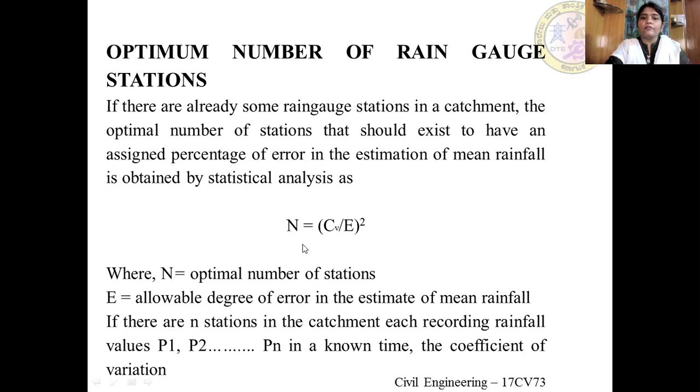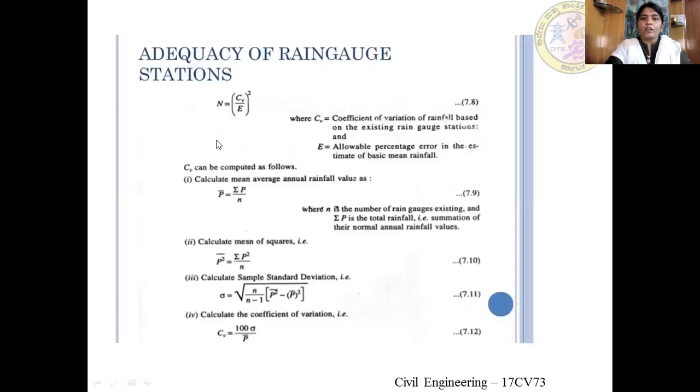It is calculated using the formula N = (CV/E)^2, where N is the optimum number of stations and E is the allowable degree of error in the estimate of mean rainfall. If there are N stations in the catchment, each recording rainfall values P1, P2, P3 up to Pn in a known time, the coefficient of variation is known as CV. So this formula is always used to calculate the optimum number of rain gauges: N = (CV/E)^2. CV is the coefficient of variation of rainfall based on the existing rain gauge stations, and E is the allowable percentage error, because there will be a slight error.